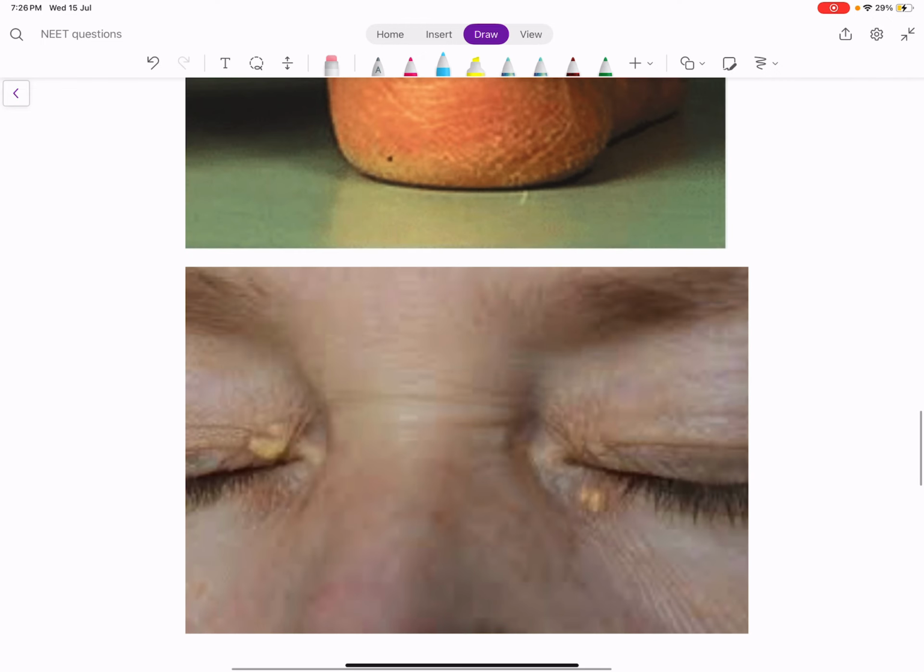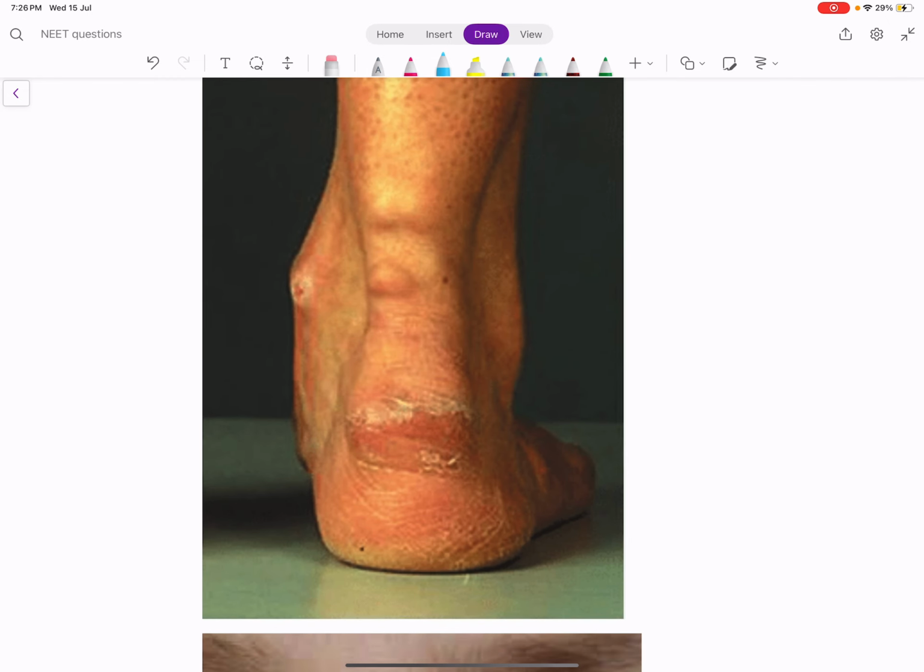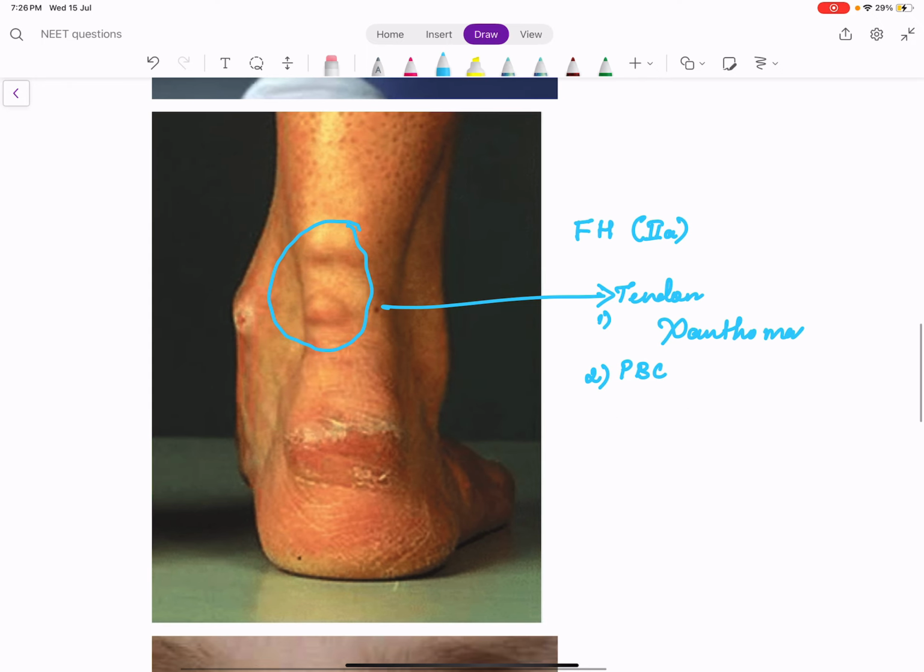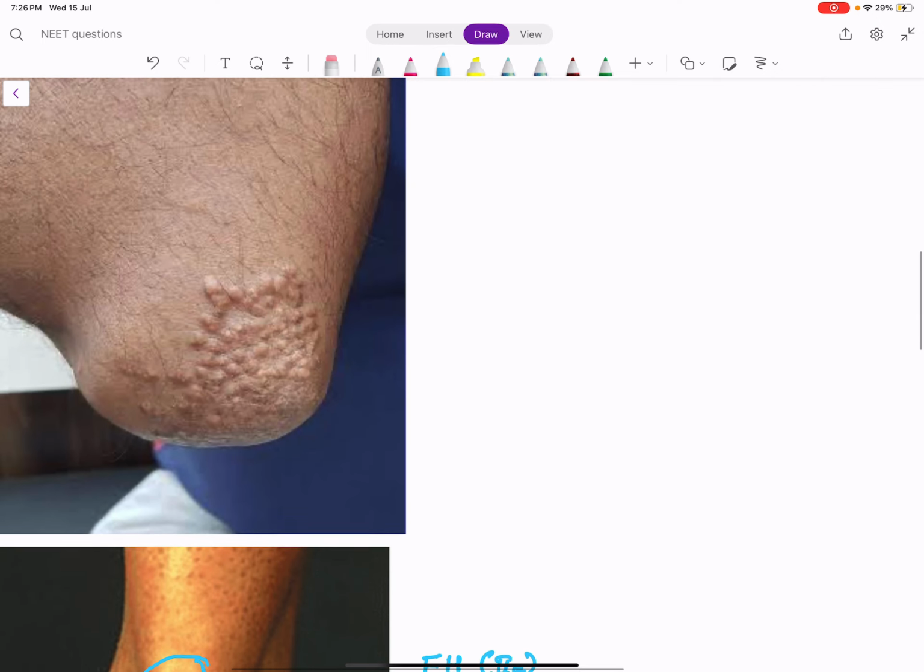Now since image based questions are there, I'll show images of a few terms. I just told you, in familial hypercholesterolemia or type 2A familial hyperlipidemia, this is what occurs. In the Achilles tendon, we commonly get fat deposit. It is called tendon xanthoma. Tendon xanthoma is also the clinical finding in another disease called primary biliary cirrhosis. So in these two diseases, we get tendon xanthomas. Tendon xanthoma is due to increased LDL, if you remember, right? You can correlate with the clues.